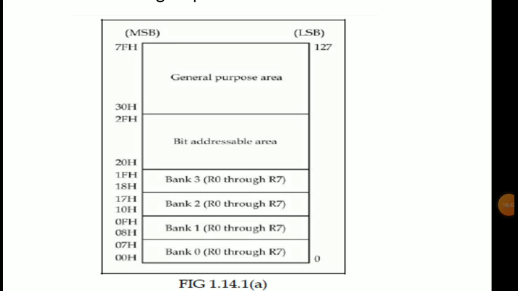Totally 128 bytes of memory locations. That is, the total RAM is divided into these three groups.